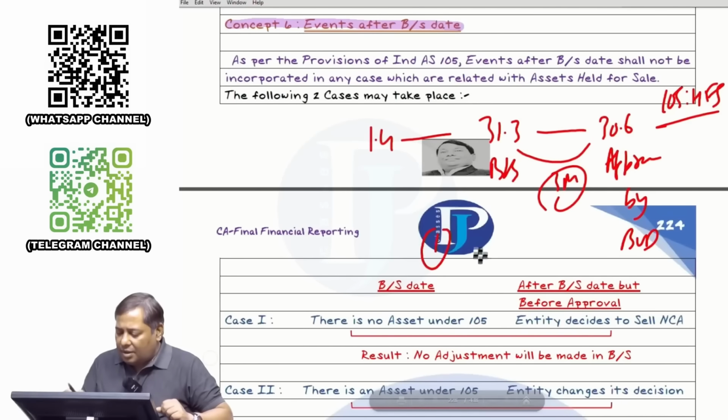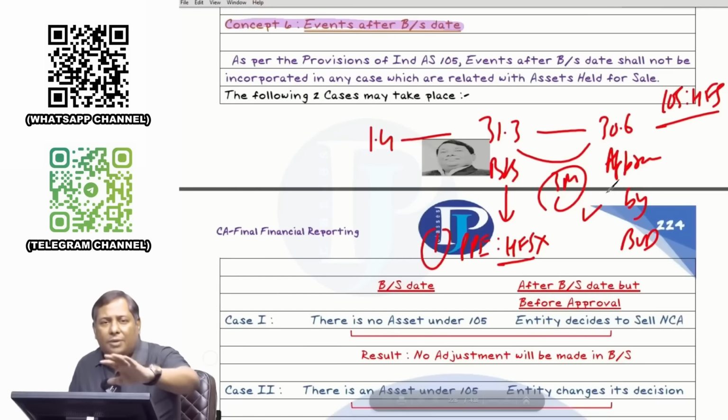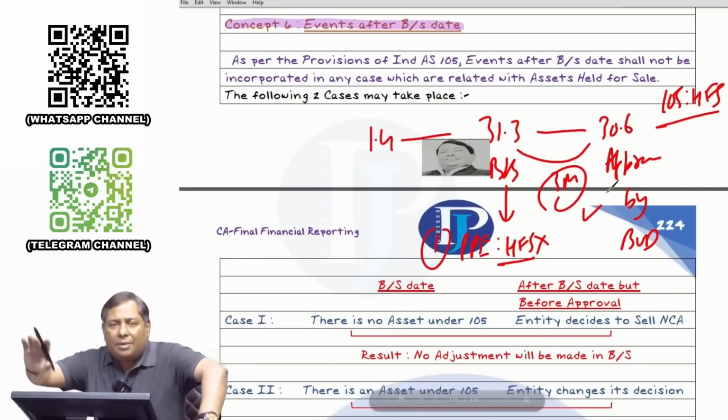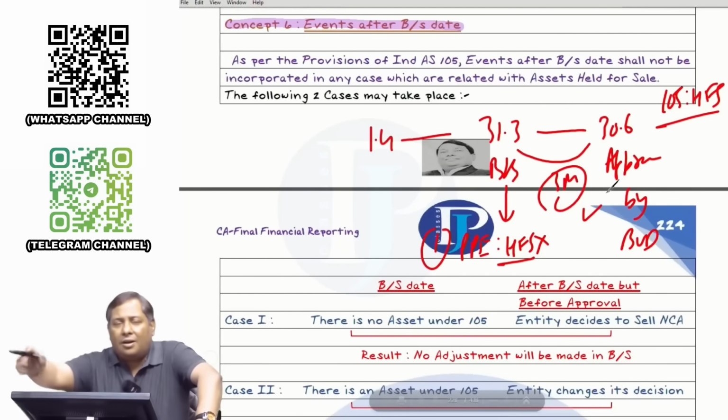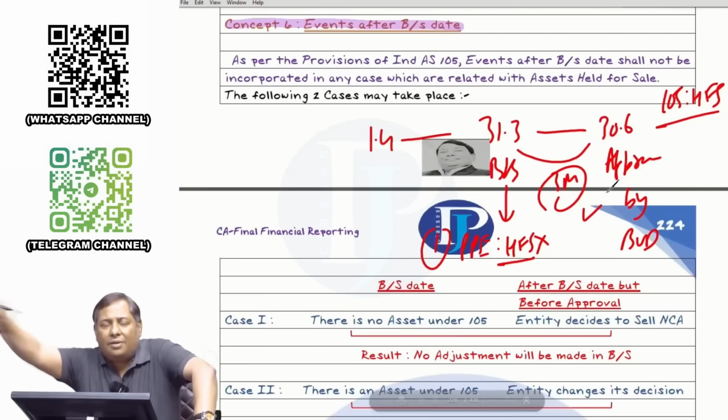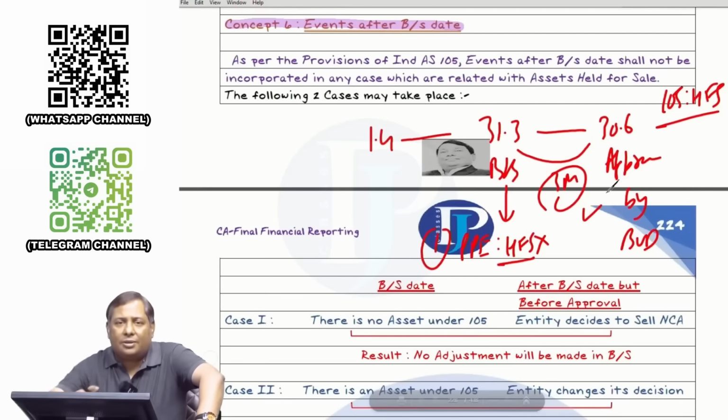First case, you have a PPE. This was not held for sale on the balance sheet date. But before the approval, it was already held for sale. You did not have any intention of selling it on balance sheet date, but before the approval, your intention was to sell it. They said it's a non-adjusting event. Apply 105 next year. Adjustment is not possible on 31 March.